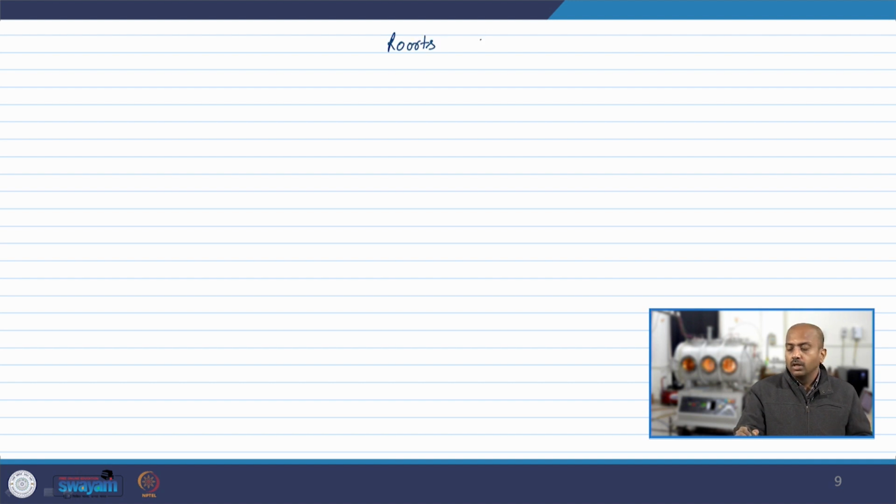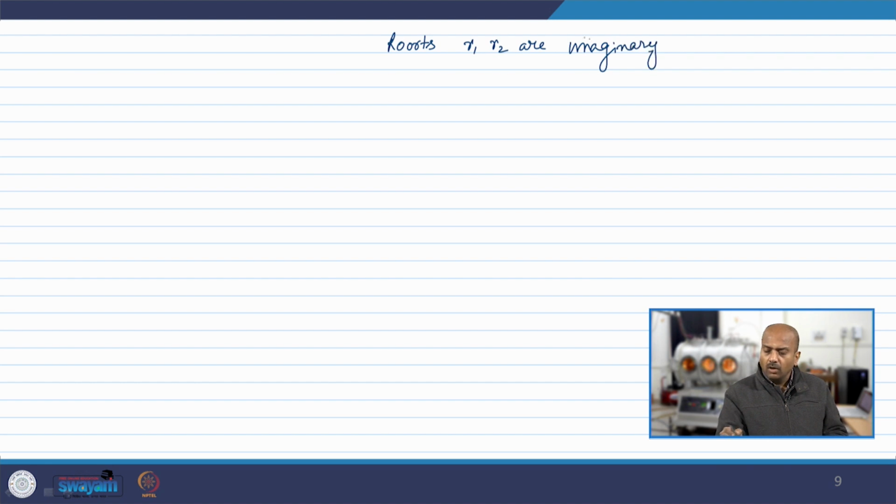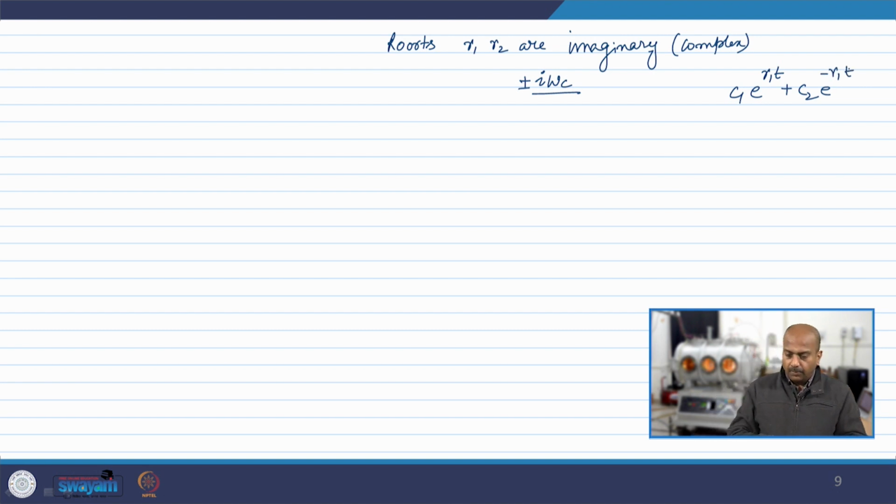when the roots of this equation, which we call R1 and R2, are imaginary, or let us say complex. Okay. So, what are the roots? Plus minus i omega c. So, when you have these complex roots, the solution can be of this form: C1 e to the power of R1 t plus C2 e to the power of minus R1 t, something like that, right.